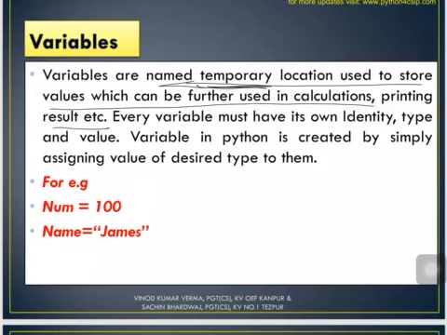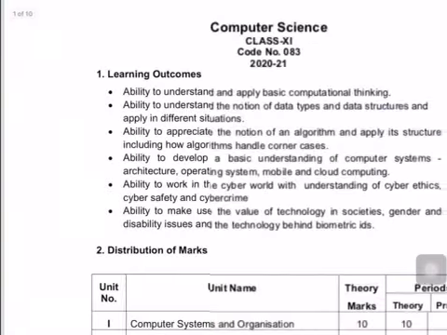Now let us see the examples here. num is equal to 100, name is equal to James. So we have taken one variable as num, the value is 100, and name is equal to James. So we are assigning this literal 100 to the variable num. Similarly, the literal James to name. Let us see some more examples.